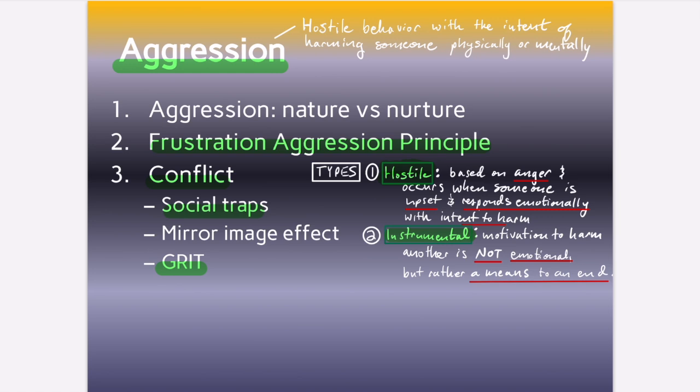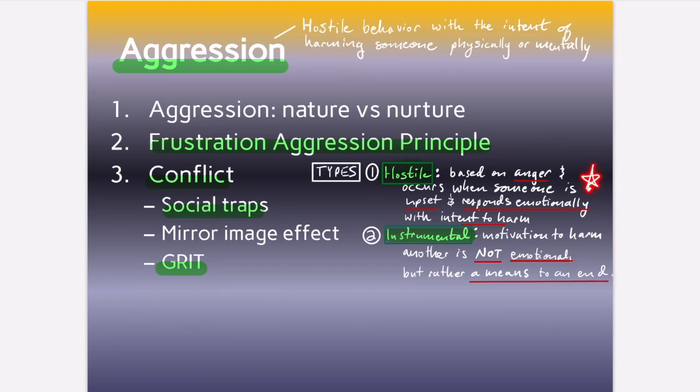So now we're moving on to the section on aggression. The definition of aggression is hostile behavior with the intention of harming someone. That harm can be physical or it can be mental. So physical abuse, emotional abuse, any of those things fall under aggression.